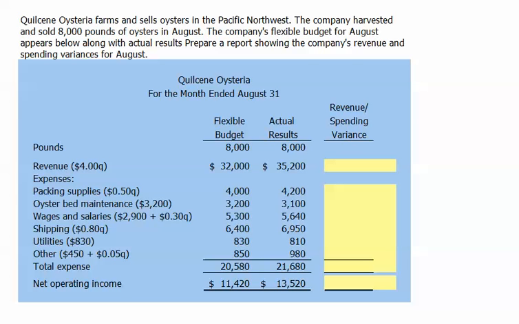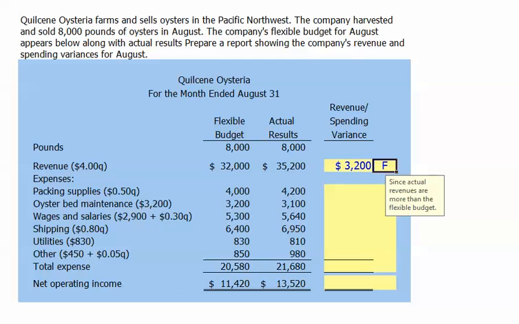Notice our flexible budget is prepared using our actual activity level of 8,000 pounds. The difference between our actual revenues and our flexible budget revenues is $3,200. Since our actual revenues are higher than our flexible budget amount, we would say this is a favorable variance.